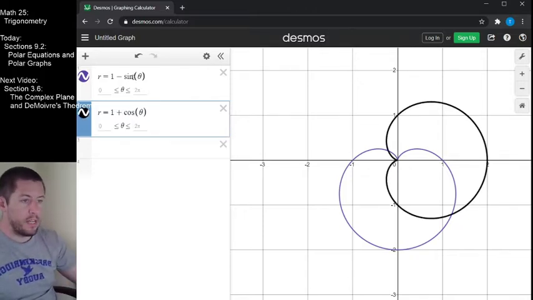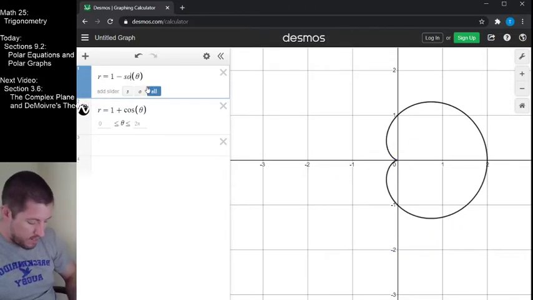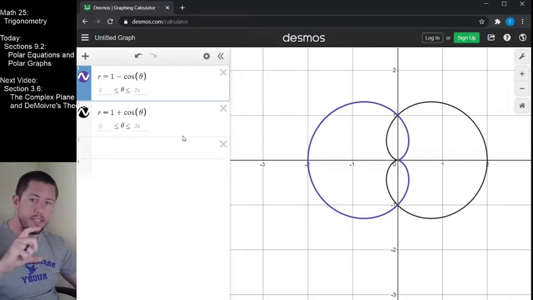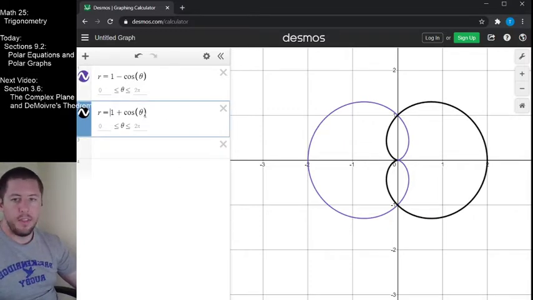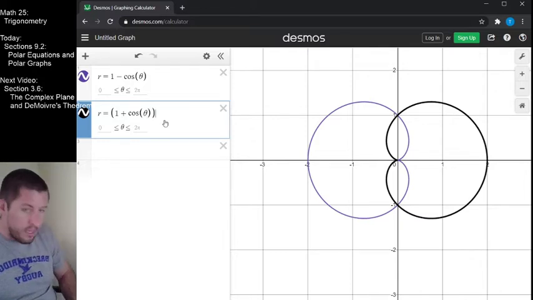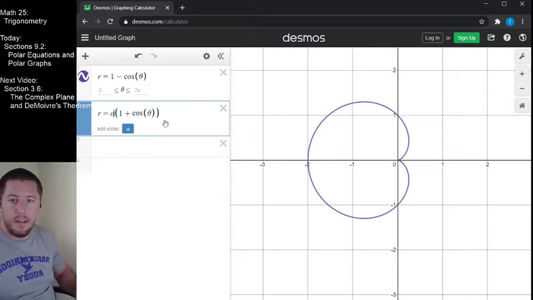Oh, and what do you know? We get a cardioid laying on its side right here. So this matches all my trig intuition that says cosine makes left-right things, sine makes top-bottom things right there. The only other thing that we saw was that in our general form that I stated, there was parentheses here and a factor of a.